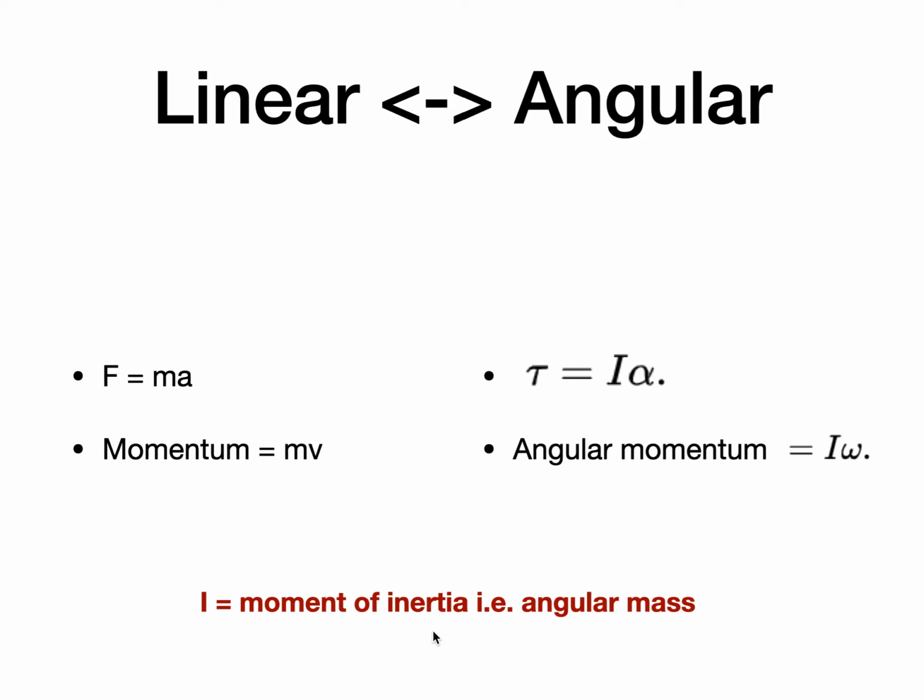So when we compare linear and angular movement, F equals ma transfers to angular force, angular acceleration, and angular mass, and the equation is super similar. And also, momentum equals mass times velocity, then angular momentum equals moment of inertia times angular velocity. So we want to study the angular mass, which is moment of inertia, today.